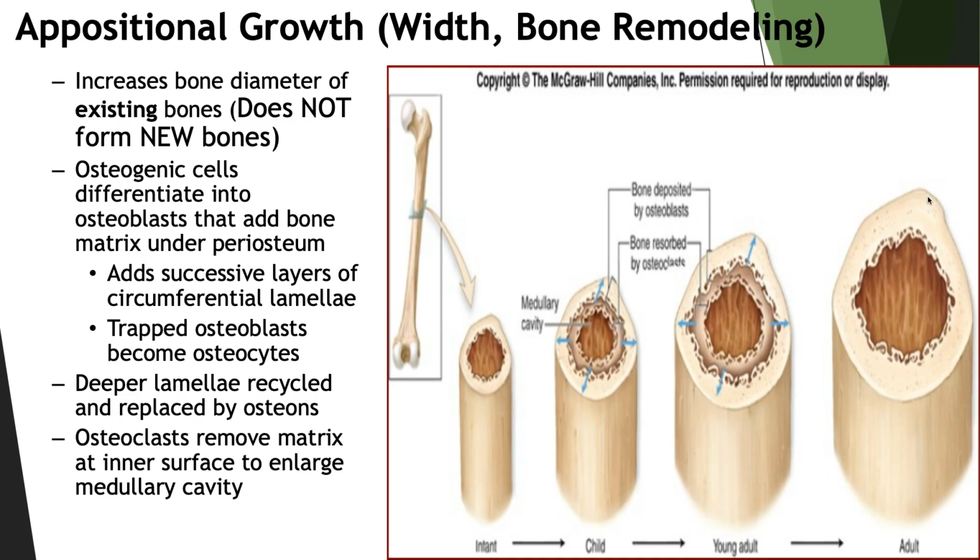In addition to longitudinal growth, you have appositional growth, which can be considered widening of the bone. In appositional growth, the osteoprogenitor cells beneath the periosteum differentiate into osteoblasts and form new osteons in the external bone surface. While bone is being added to the outer surface through appositional growth, osteoclasts are removing and recycling lamellae in the inner surface. As a result, the medullary cavity gradually enlarges as the bone increases in diameter. Appositional growth is important in increasing the diameter of existing bones, but does not form the original bone.